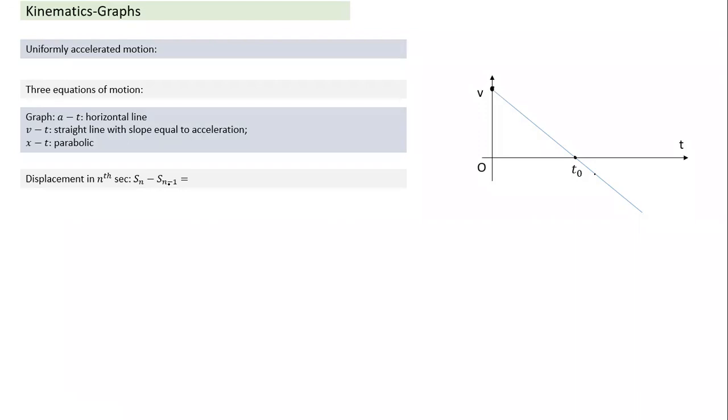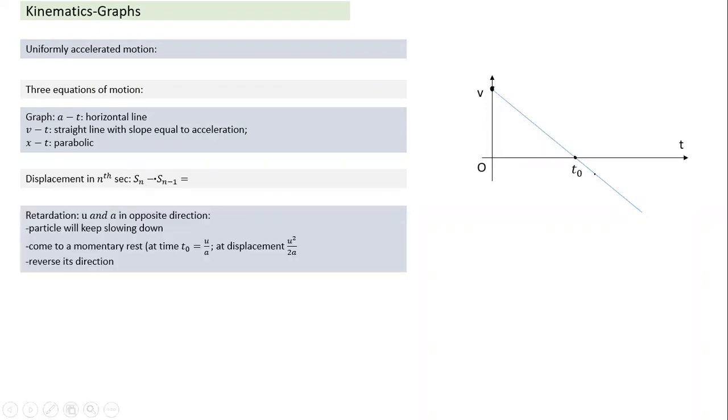Okay, and we come across displacement in nth second. So these are the only things we need to know: motions and what is displacement in nth second, displacement in n seconds minus displacement in n minus 1 seconds. So this kind of graph is retardation. What we notice here, this is initial velocity and the acceleration is in the opposite direction.